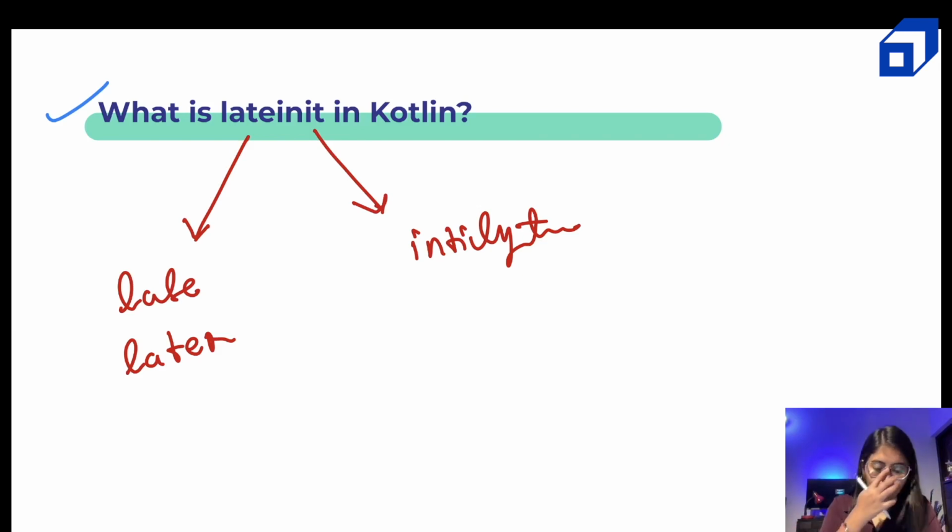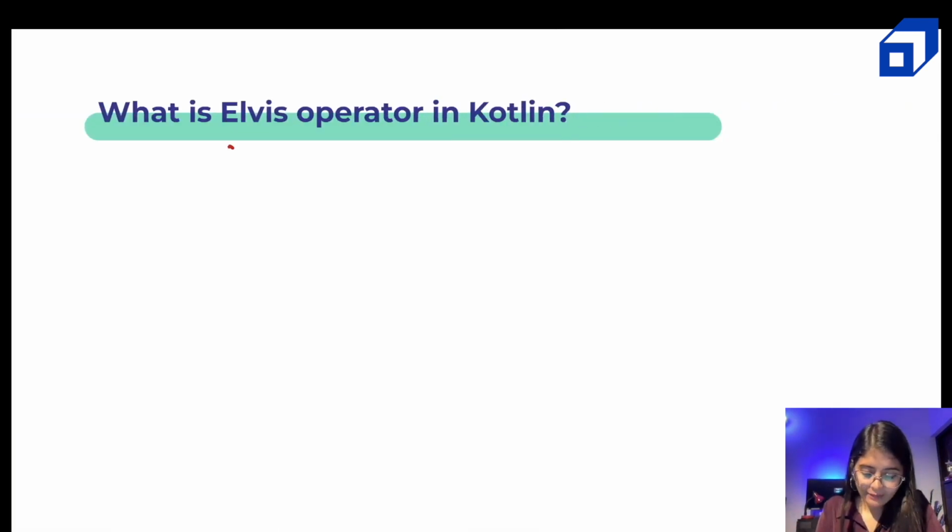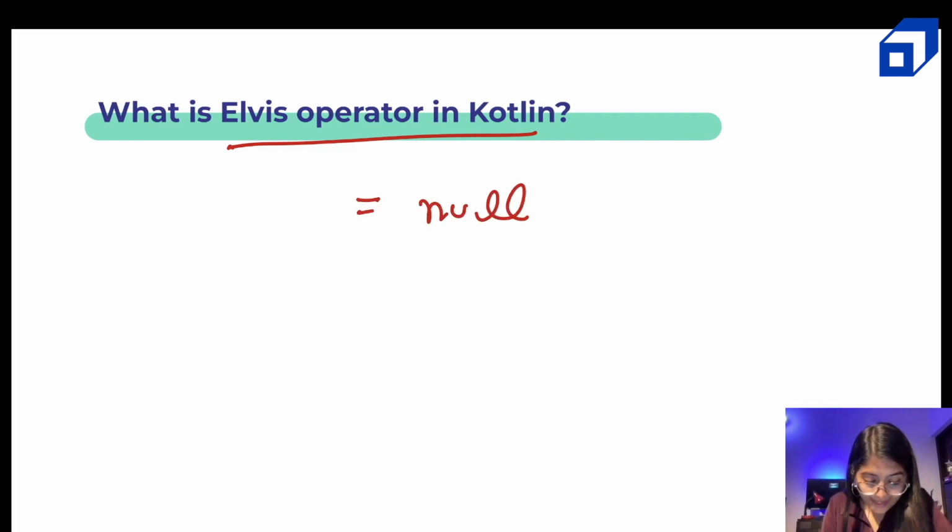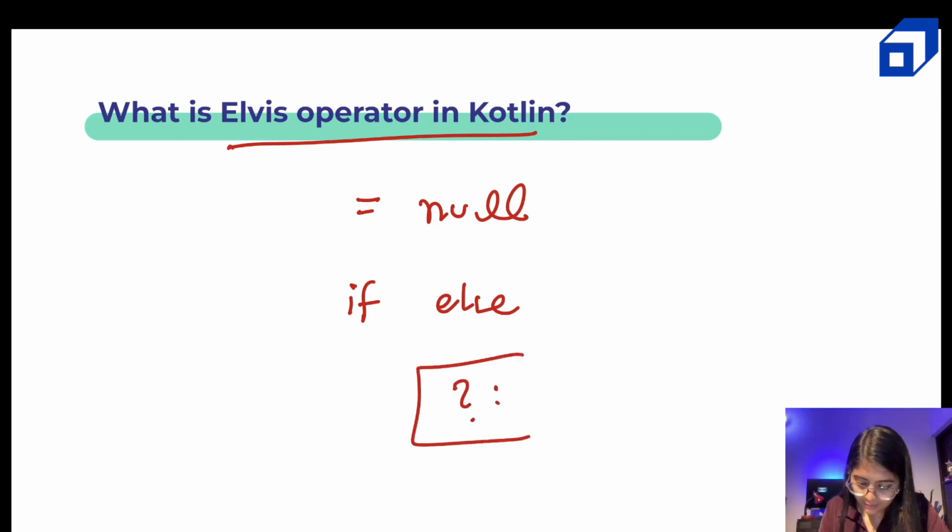These are very important. So what is the Elvis operator in Kotlin? Let me tell you, in Kotlin you know that you can assign null values to a variable by using the null safety feature. To check if the value is having a null value or not, you can either use if else: if the value is null, do this, otherwise do that. Or you can use the Elvis operator, which is like this. This is the Elvis operator.